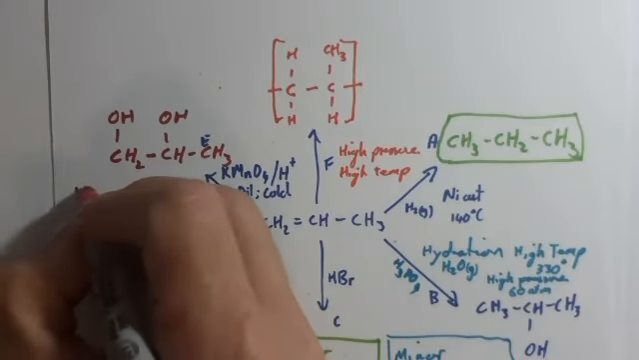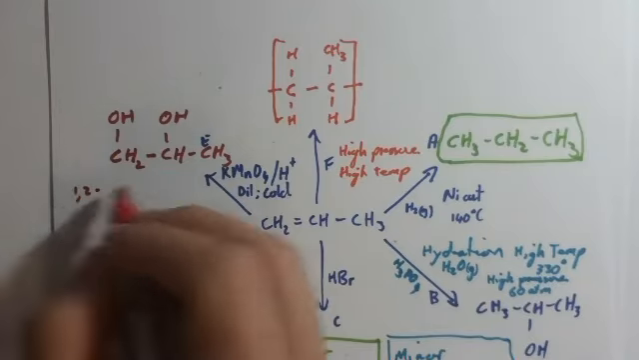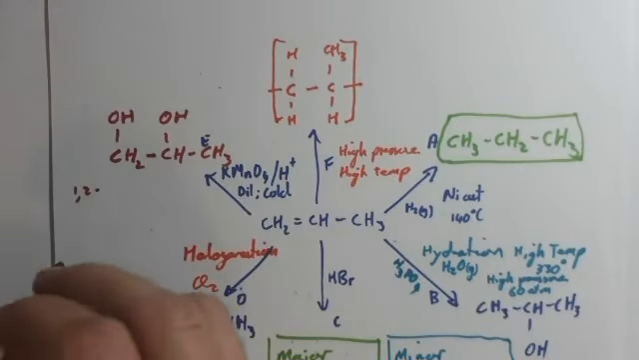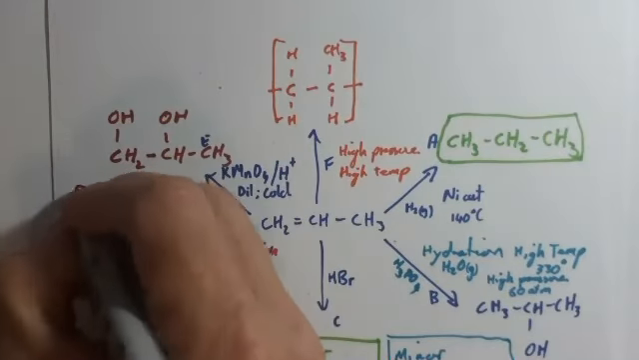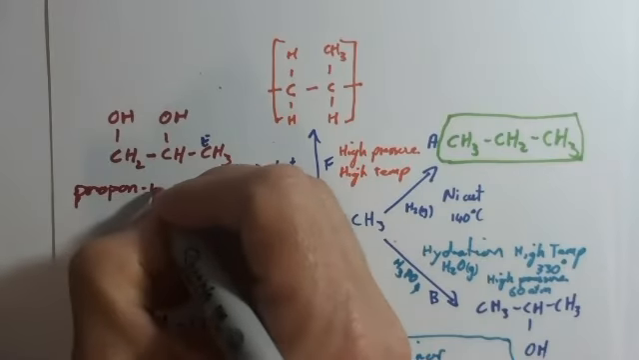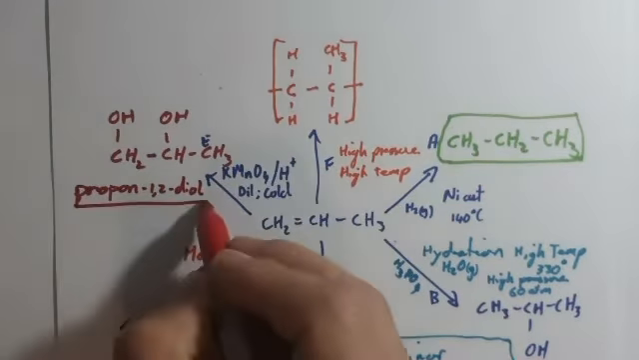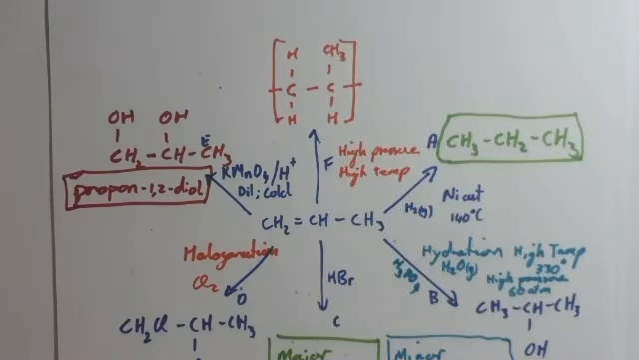This is 1, 2, sorry, I'm not going to do it that way, old way of doing it. 1, 2, 3 carbons in there, so it's propane. But not N, ending with ol. So propane, 1, 2, diol. There we go. Just get your bearings together. Propane, 1, 2, diol.